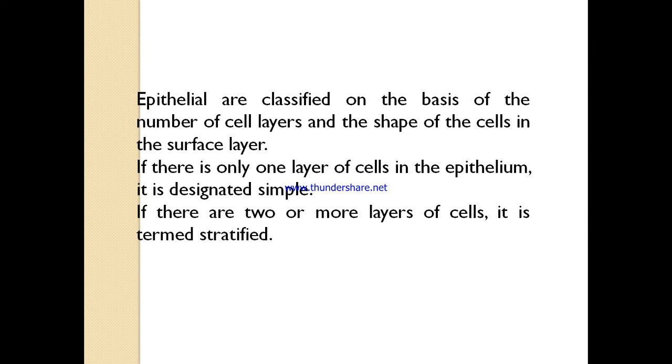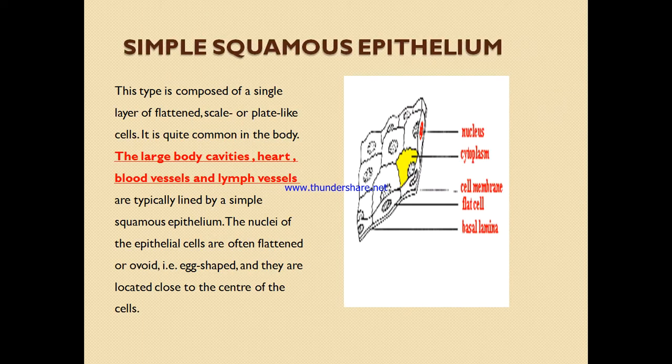Epithelial cells are classified on the basis of number of layers and shape of cells into simple, when there is one layer of cells, and stratified, when there are two or more layers of cells. We have three types of simple epithelium. Number 1 is called simple squamous epithelium.